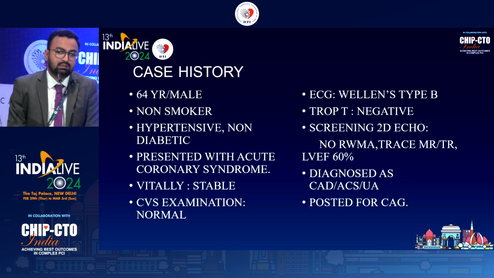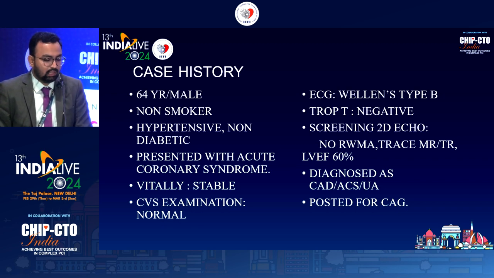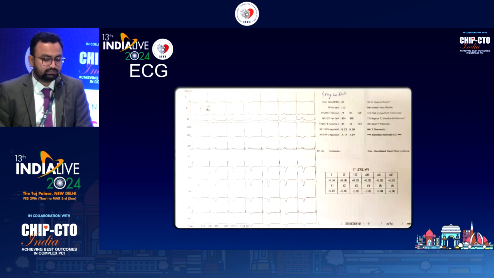I am going to present a case of a 64-year-old male who was a non-smoker, hypertensive, non-diabetic, presenting with acute coronary syndrome. On presentation, he was vitally stable, and CVS examination was normal. ECG was showing Wellens type B pattern, troponin was negative, and a 2D echo was done showing EF of 60%. There was no RWMA, no MR, no TR. Diagnosed as unstable angina and posted for coronary angiogram. This was the ECG of the patient. As you can see, there are precordial T wave inversions.